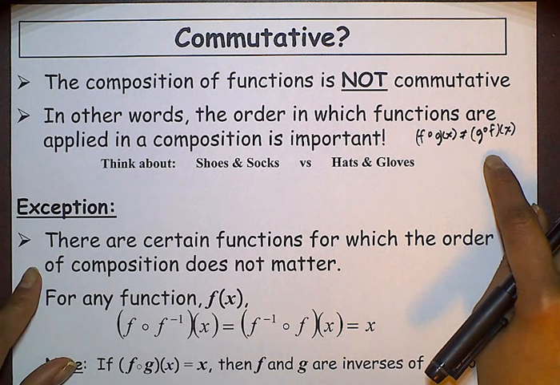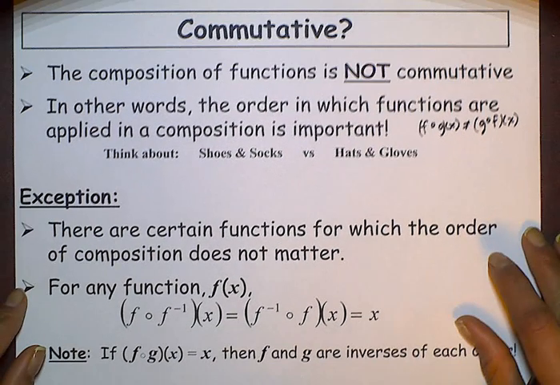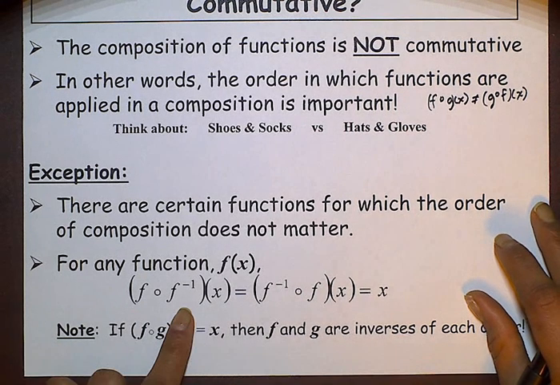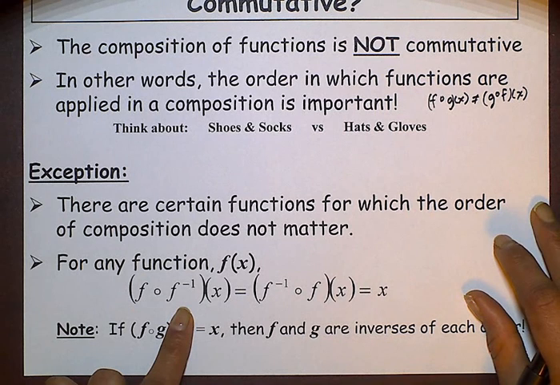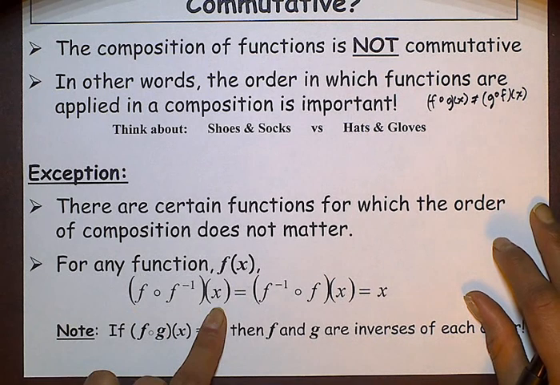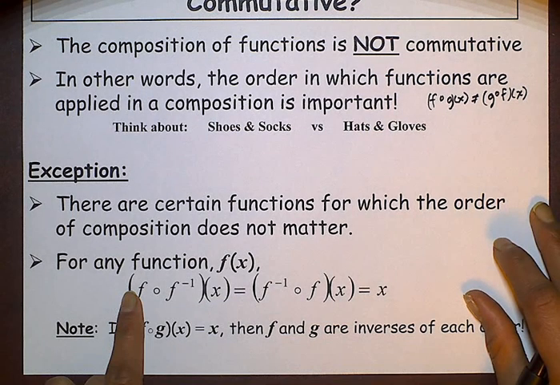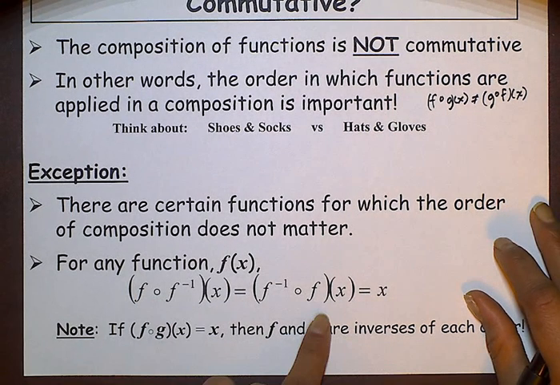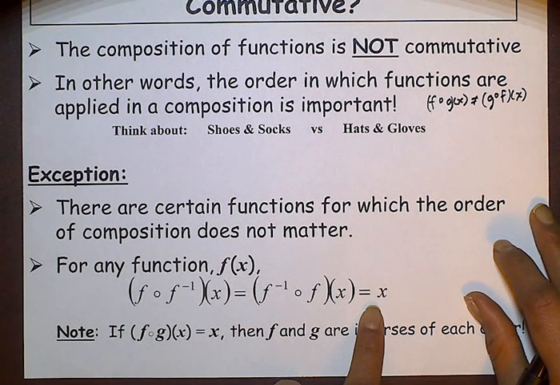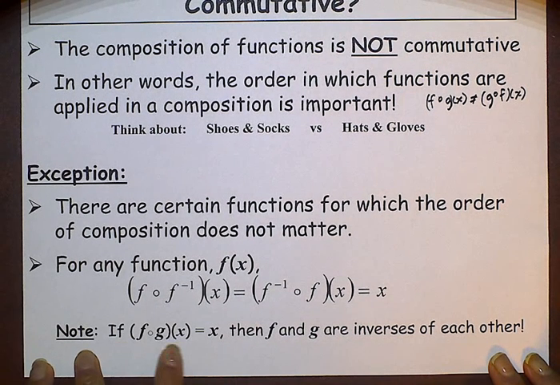However, there is an exception: if you take a composition of a function with its inverse, the order in which that is applied does not make a difference. So f of f inverse of x is also equal to f inverse of f of x. The order in which you apply the composition of f and f inverse, or f inverse and f, does not make a difference because the end result will just end up being x. So one thing to note here is that if f of g of x equals x, then for sure f and g must be inverses of each other.